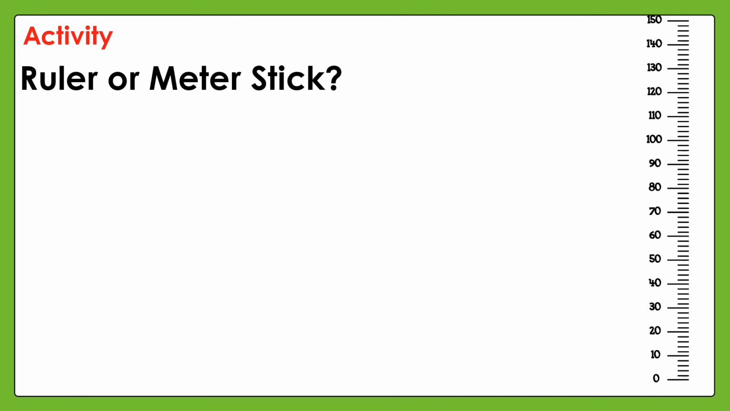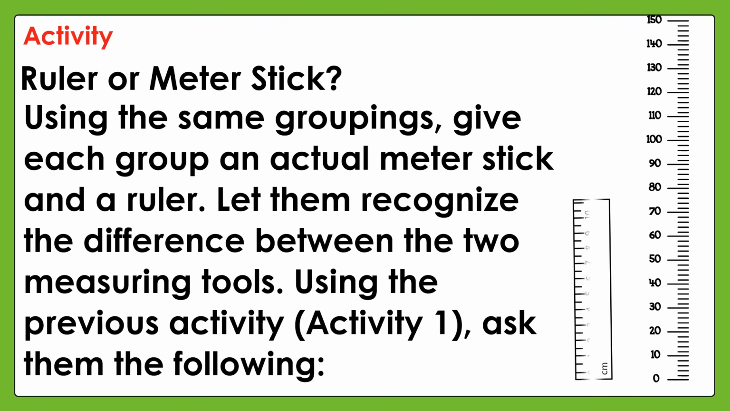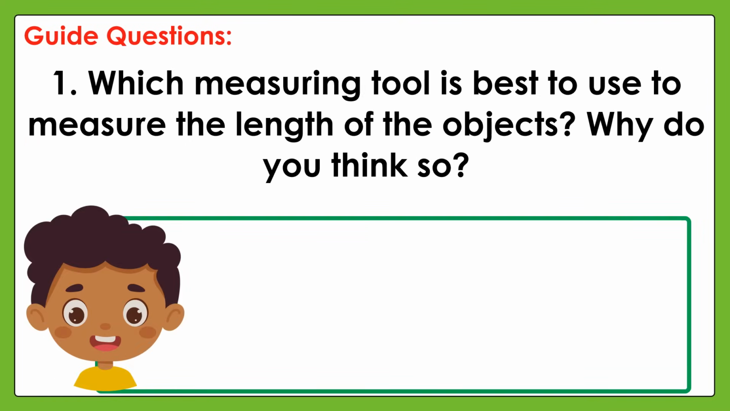Let's have another activity. Ruler or meter stick. Using the same groupings, give each group an actual meter stick and a ruler. Let them recognize the difference between the two measuring tools. Using the previous activity or activity number 1, ask them the following. Number 1. Which measuring tool is best to use to measure the length of the objects? Why do you think so?